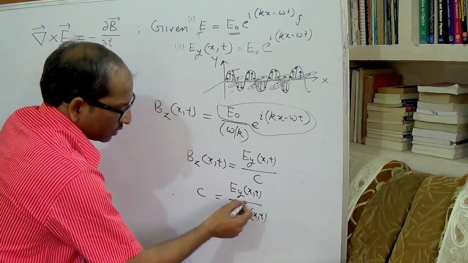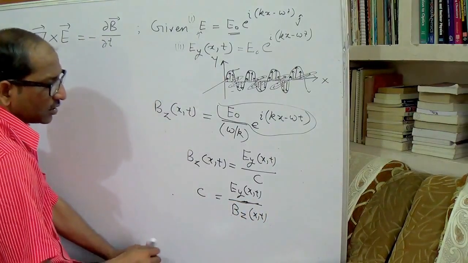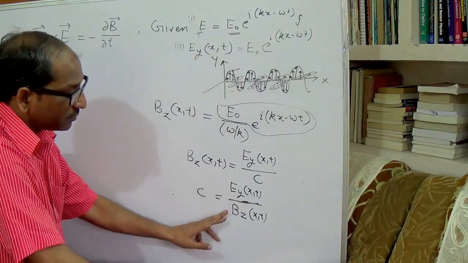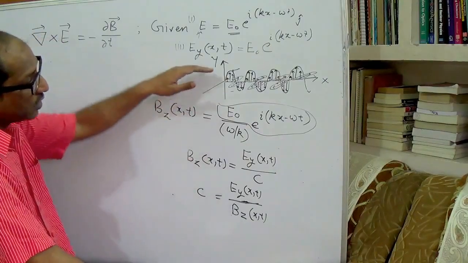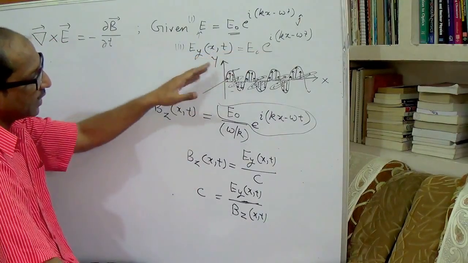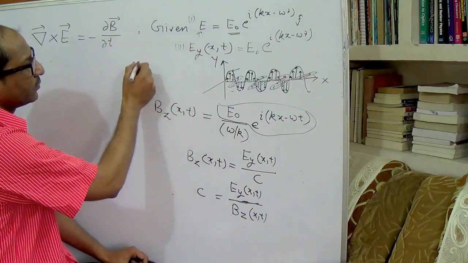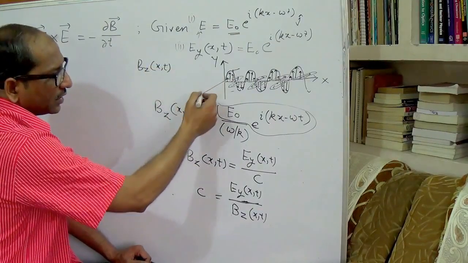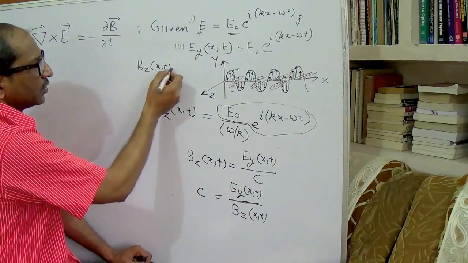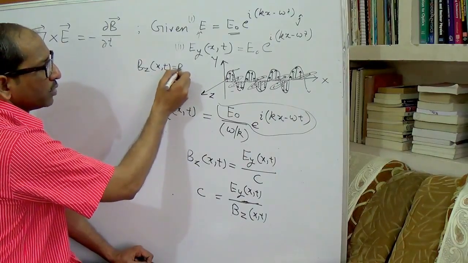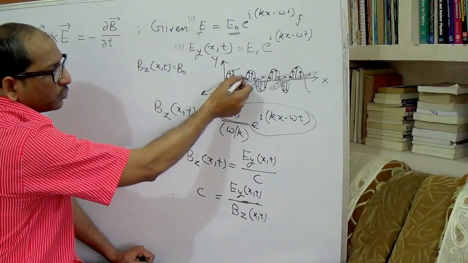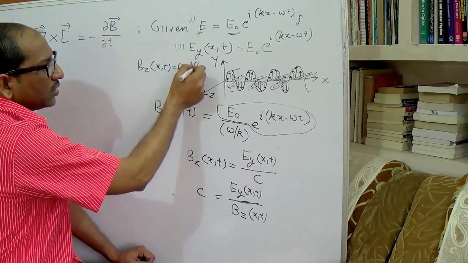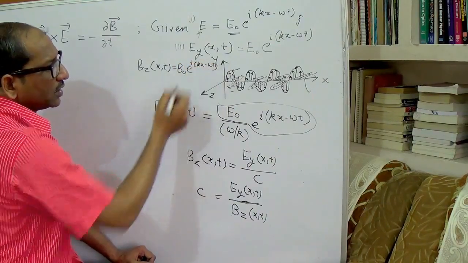Right, now what is the important point? The point is that these are the components of the electric wave and the magnetic field wave. So Ey means all this information, and similarly Bz, that is the magnetic field component along the z direction. This was the z direction, and this Bz(x,t) is equal to B naught, that is the maximum amplitude along the z direction, times the exponential part iota kx minus omega t.